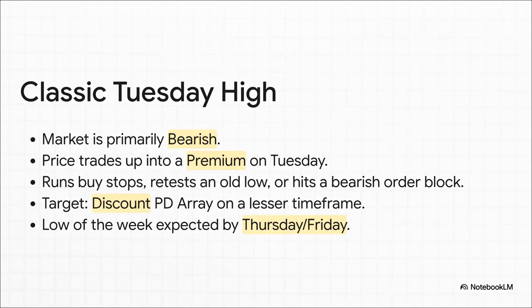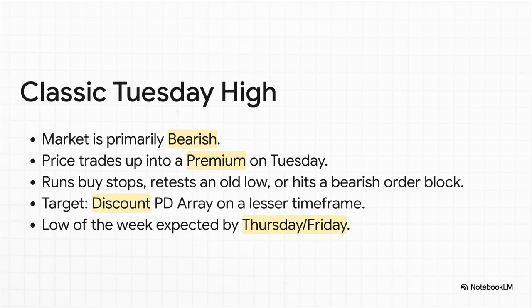So the conditions are just the opposite of the bullish template. You have a bearish bias, right? So you're watching for price to trade up into a premium market on Tuesday. This little rally is designed to run buy stops or tap into a bearish order block. That's where the big sell orders are hiding.